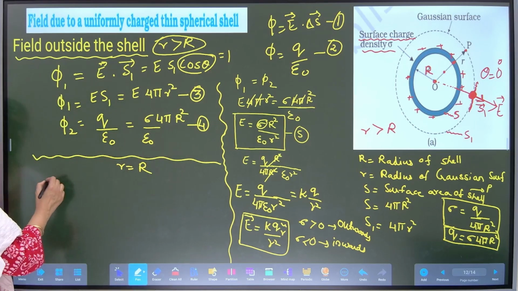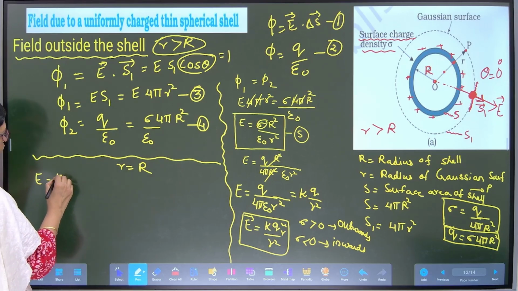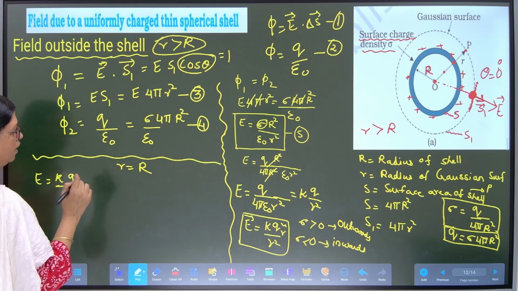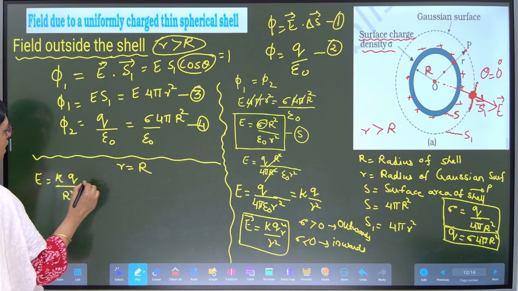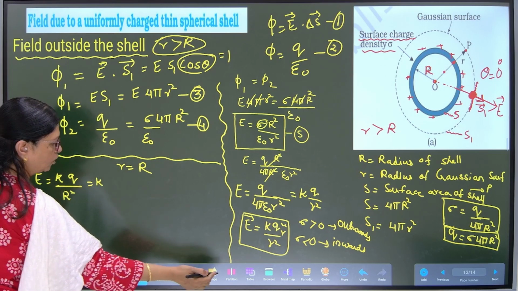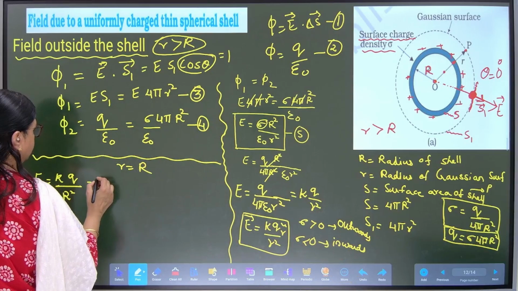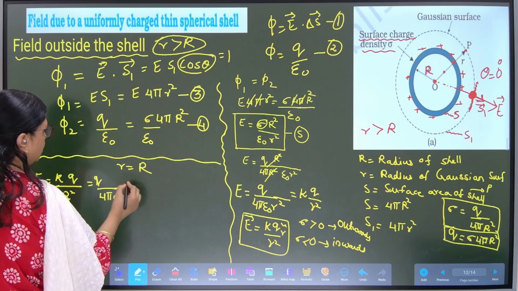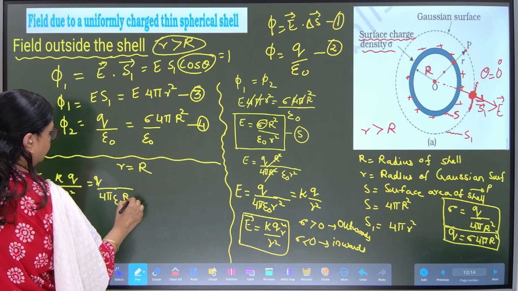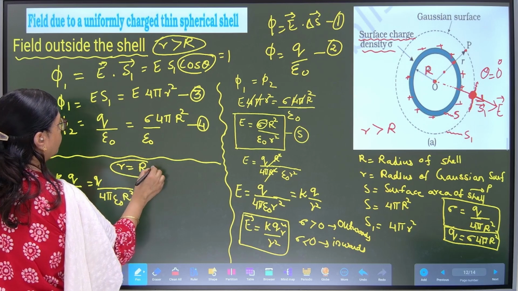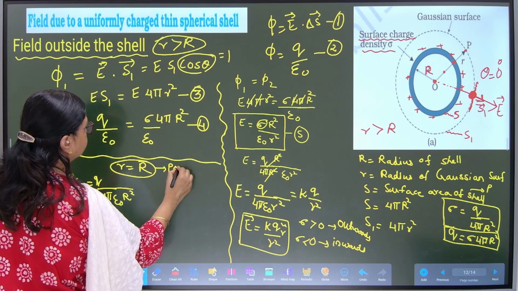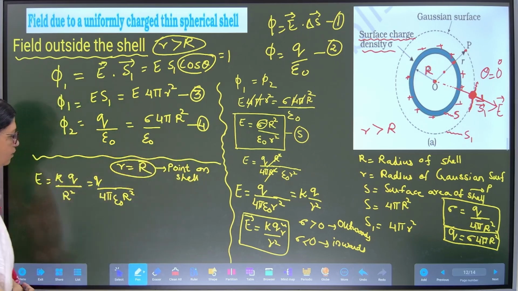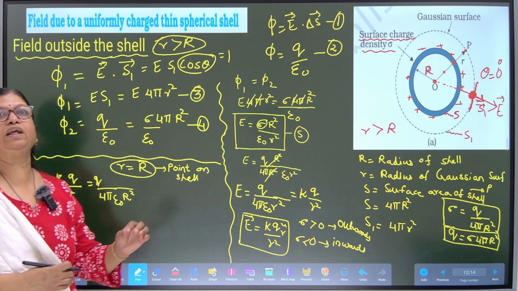Fine. So what do we write? What do we get? E is equal to K Q upon, instead of small r, I will write capital R. So what will I get? Capital R square. I can even write, instead of K, Q upon 4 pi epsilon naught R square. What is this condition? When our point is on the shell. Fine. So this also we can write.